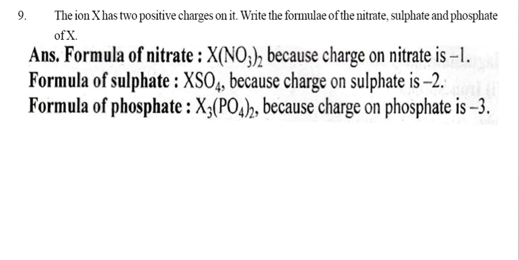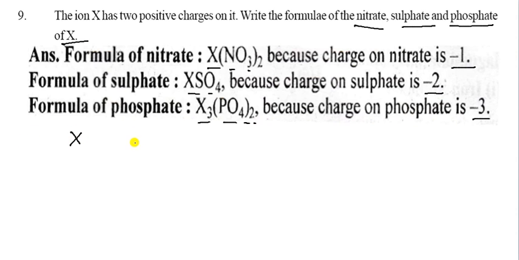Let us come to the 9th question. The ion X has 2 positive charge on it. Write the formula of the nitrate, sulfate and phosphate of X ion. Formula of nitrate: X(NO3)2, because the charge on nitrate is -1. Formula of sulfate: XSO4, because the charge on sulfate is -2. Formula of phosphate: X3(PO4)2, because the charge on phosphate is -3.